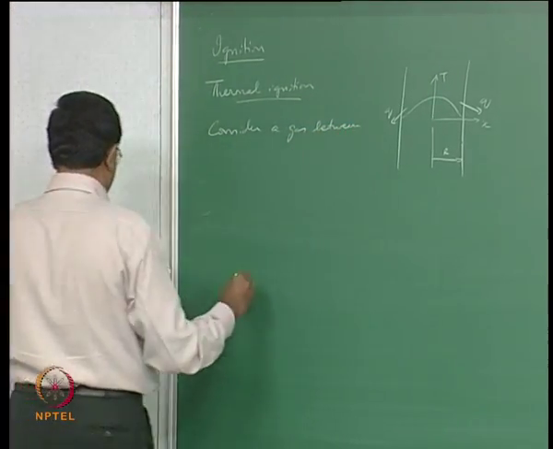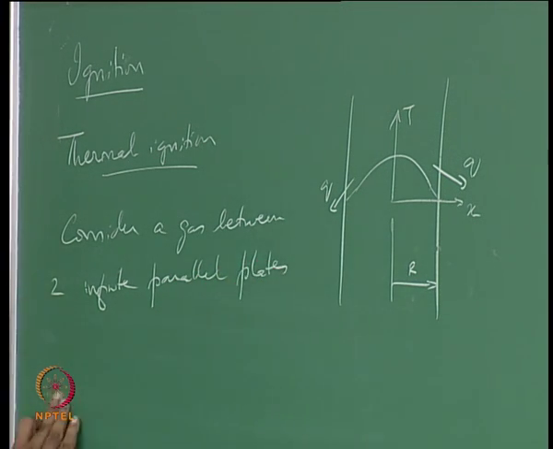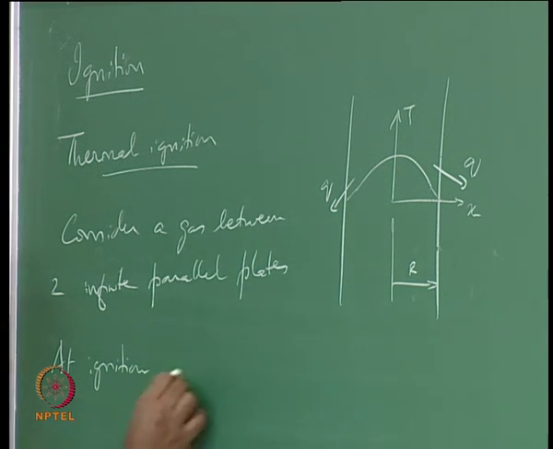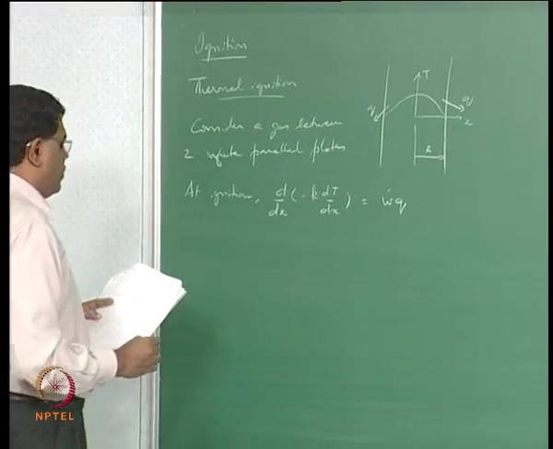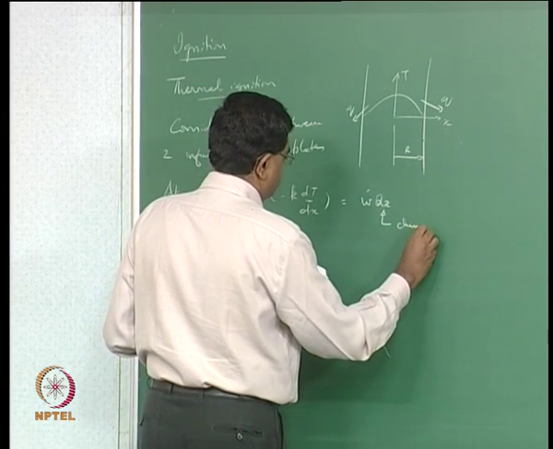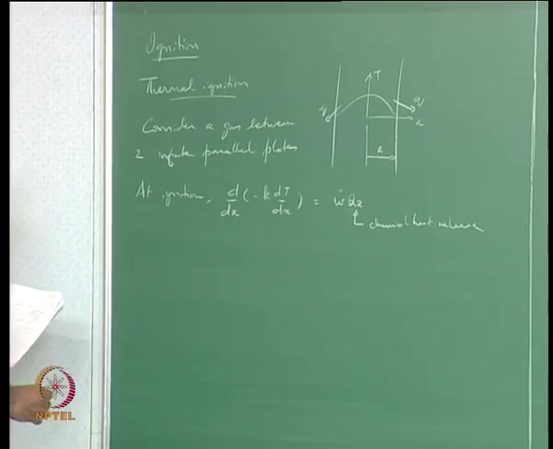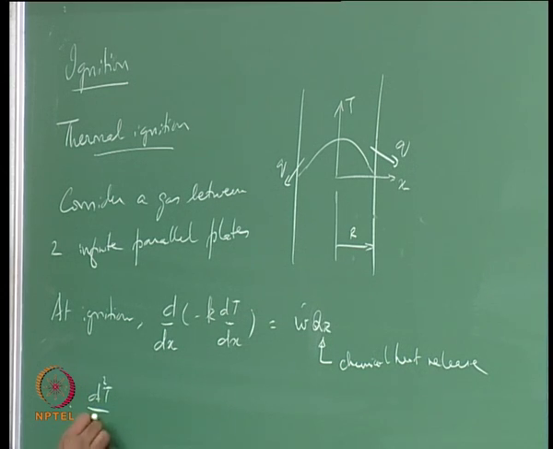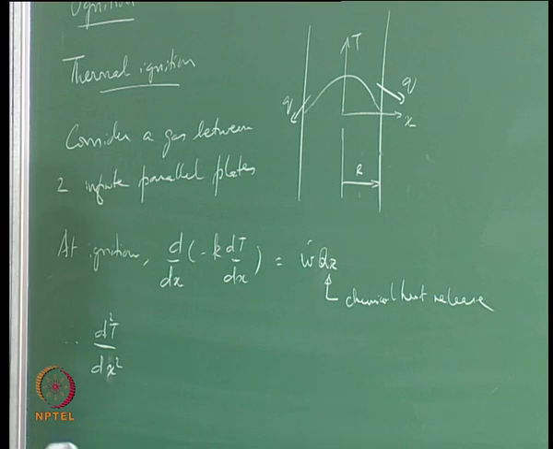So consider a gas between two infinite parallel plates. And now what we are saying is, at ignition, that's one of the criteria that we listed, we need to have d/dx of (-k dT/dx) equal to w-dot q, where I should use a different symbol here, maybe q_R. So this is the chemical heat release, or the heat of reaction, and therefore you could say d squared T over dx squared, which is the conduction heat loss, equals the chemical reaction rate.